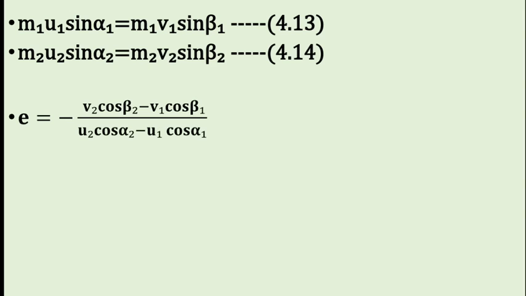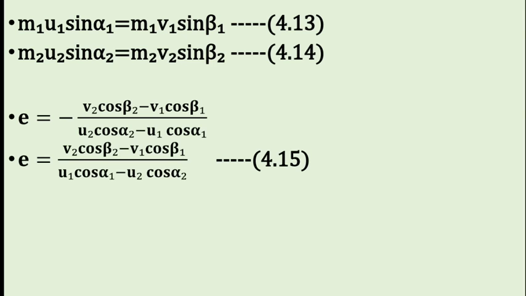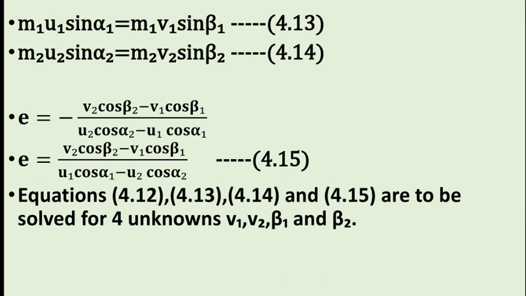Therefore, e is equal to minus (v2 cos beta 2 minus v1 cos beta 1) whole divided by (u2 cos alpha 2 minus u1 cos alpha 1). Therefore, e is equal to (v2 cos beta 2 minus v1 cos beta 1) whole divided by (u1 cos alpha 1 minus u2 cos alpha 2) as equation 4.15. Equations 4.12, 4.13, 4.14 and 4.15 are to be solved for four unknowns v1, v2, beta 1 and beta 2.